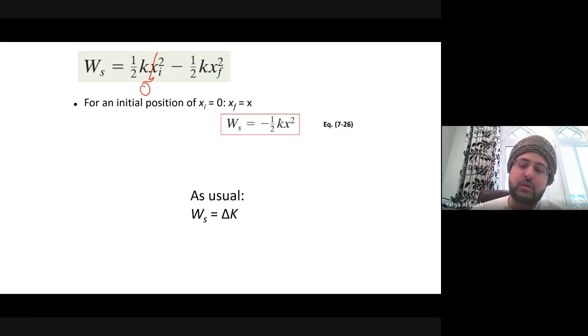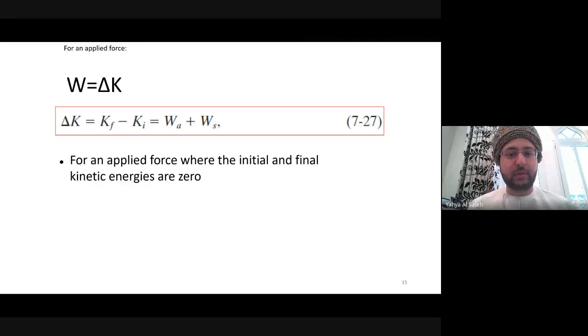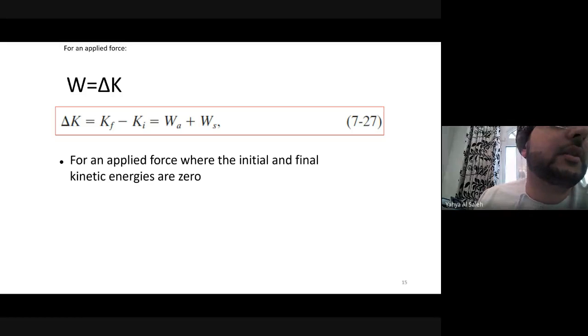As usual, my work is equal to the net change of kinetic energies. Let's see for an applied force. Net change in kinetic energy equals final kinetic minus initial kinetic, which is equal to the applied work plus spring work. If the initial and final kinetic energies are 0. So if at the very beginning, I don't have a, oh, actually, I have an excellent example here.